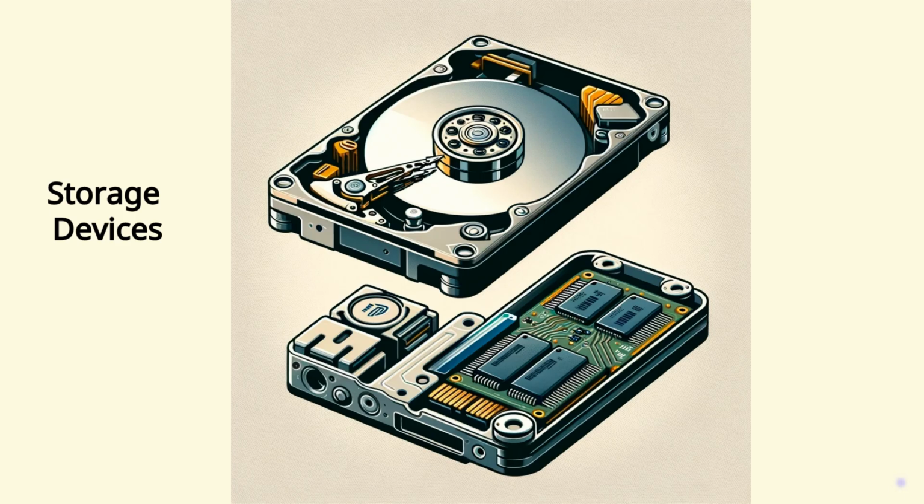Now let's talk about storage devices. These are used to save data permanently. There are two main types: hard disk drives, HDDs, and solid-state drives, SSDs. HDDs are mechanical devices that read and write data using spinning disks. They're like the vinyl records of the computer world.